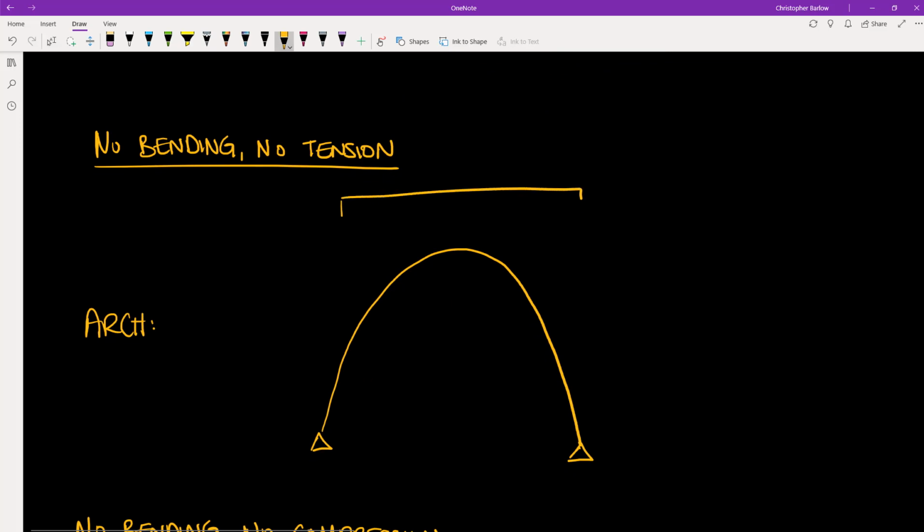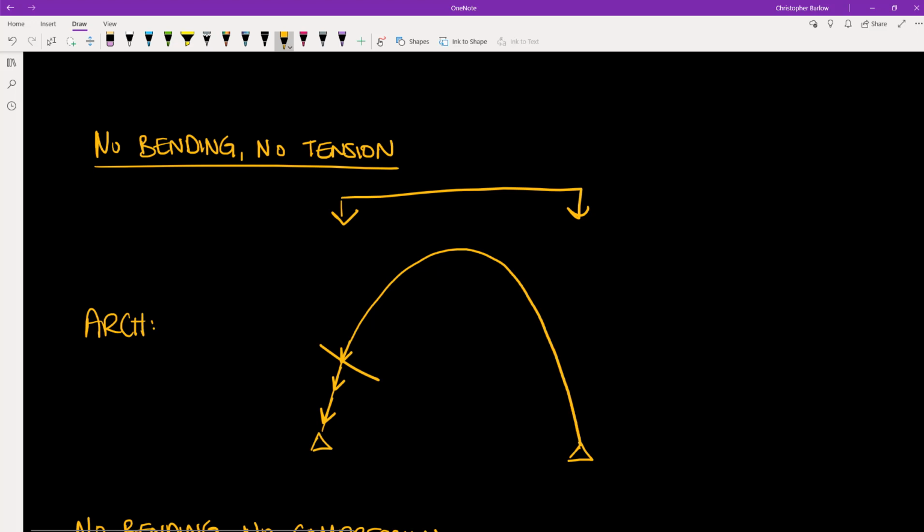Arches take perpendicularly applied loads and span them across a distance to a support using only compression. So at any point along this arch, if it were a true arch, you could actually slice through the element and it would not change the behavior of the arch. The axial force would still flow down to the support. And we'll dig a little deeper into arches in a separate video later.